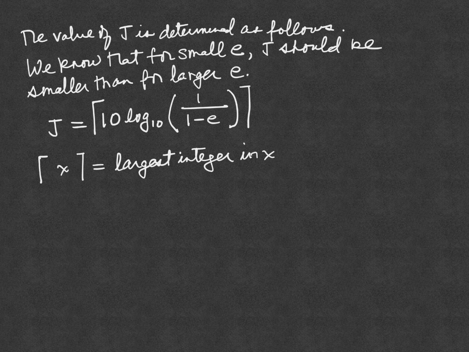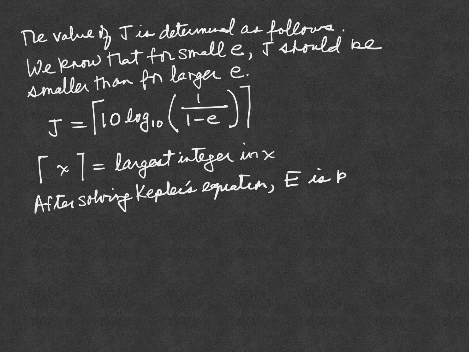So that's the way you compute J. And then you just run the iteration on a computer the way you would think. You just go for J equals 1 to capital J, and you just keep updating E, and when you're all done, you wind up having the value of E. So when we're done with this calculation, we have E. So after solving Kepler's equation, E is known. So then we move on to step 7.